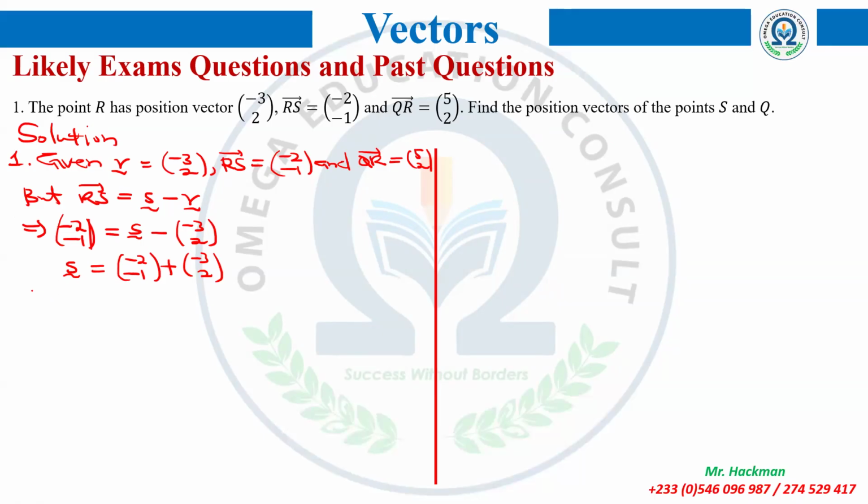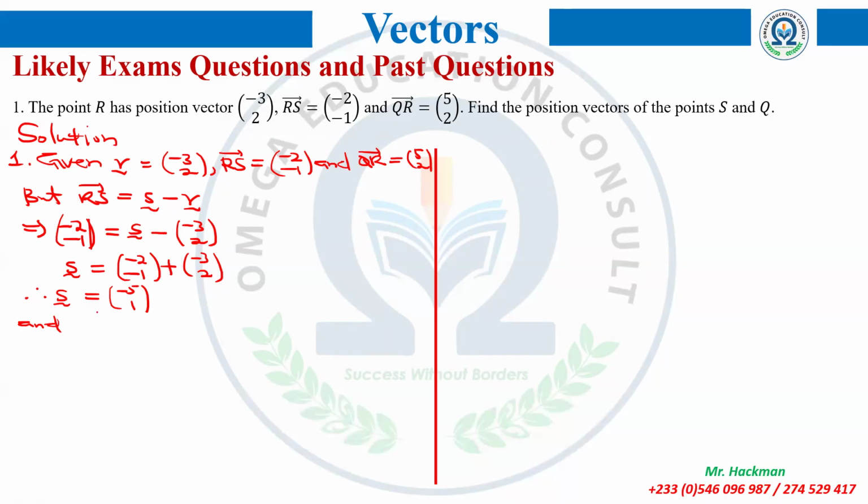So in effect, I can say that therefore my S will be equal to this plus this, which will give us -5. This plus this will give us +1. So I found my S. I need to go and find the Q. If I want to find the Q, I have to use this vector.